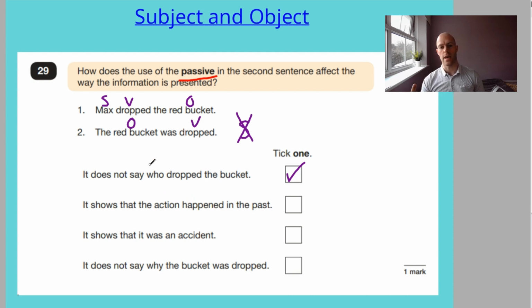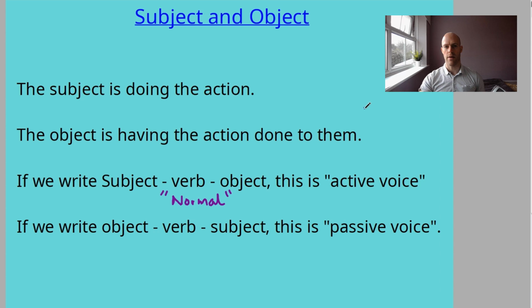So, as I always say, if you know that the answer is correct and it's the first option, tick it. Be confident with yourself. Of course, read through the others, but you can confuse yourself. If you're confident, tick what you know is right. So, it does not say who dropped the bucket. We have no subject in that second sentence. Hoping that is going to make things clearer.